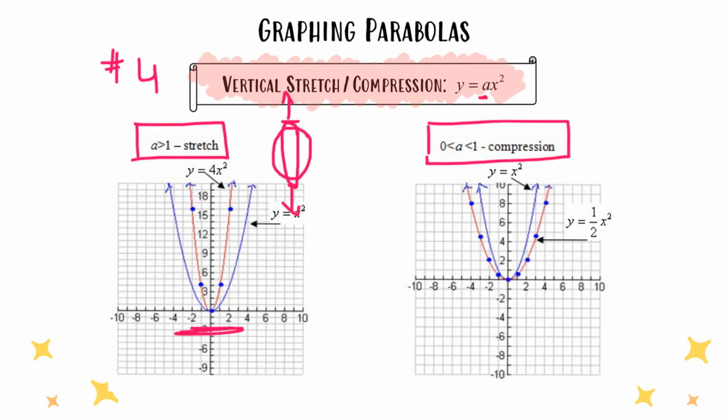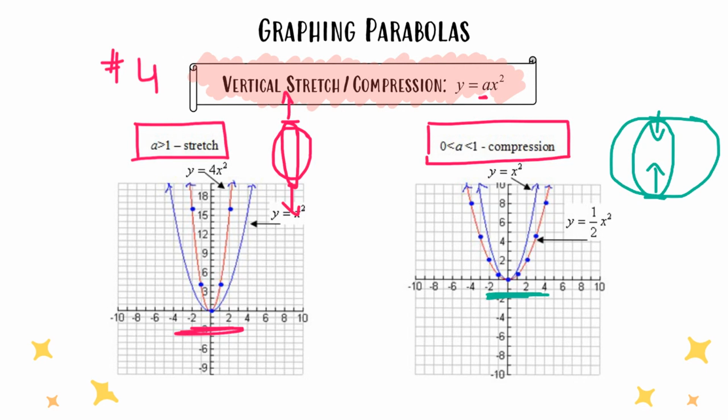Again, a compression is when the number in front of the x squared is a fraction between 0 and 1. Let's go back to our balloon example. You're holding it at the top and the bottom, but this time you're not stretching it, you are compressing it. You're pushing the top and the bottom in. If you visualize that, your balloon is going to become wider. And that's exactly what happens to a parabola when there is a vertical compression.